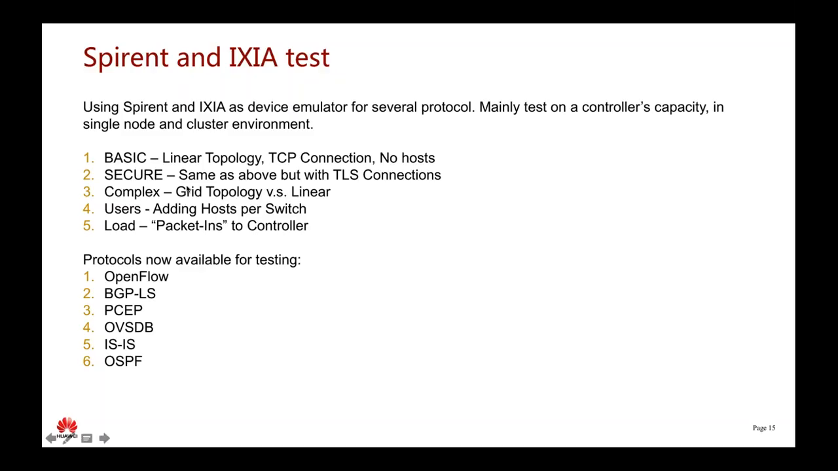Like you see here, we are using a linear topology to see how many devices the controller can hold. Also for security, we are trying to use a TLS connection, and for complexity, things like groups and the linear topology. For the any-host part, our plan is that because Spirent and Ixia can support traffic generating, we can inject the traffic from the bottom and see, for example, packet in, packet out. And these are the protocols we are trying to test right now.